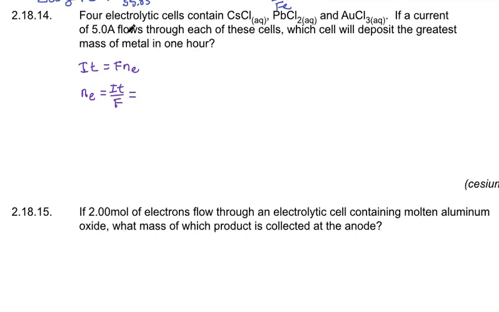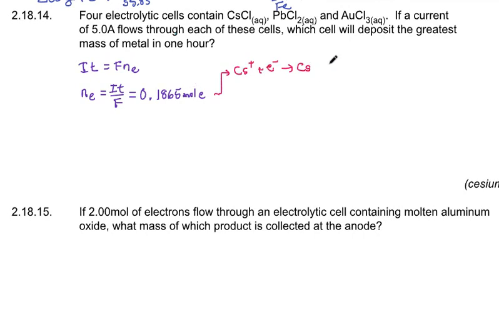Current is 5 amps times the time is 3,600 seconds. That's an hour. Divided by 96,500. Everybody is getting 0.1865 moles of electrons. But what will they do with them? Cesium, according to this, has a plus 1 charge. A single chlorine ion is minus 1, so the cesium must be a plus 1. So that means the cesium must only need a single electron to turn into cesium metal.